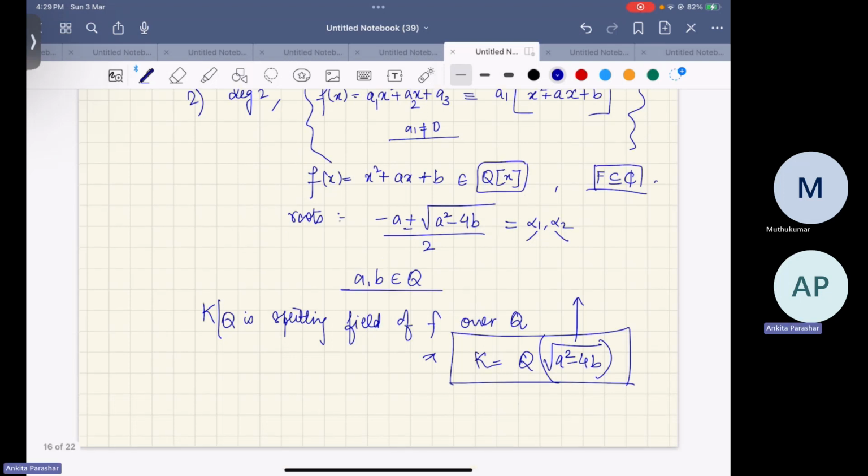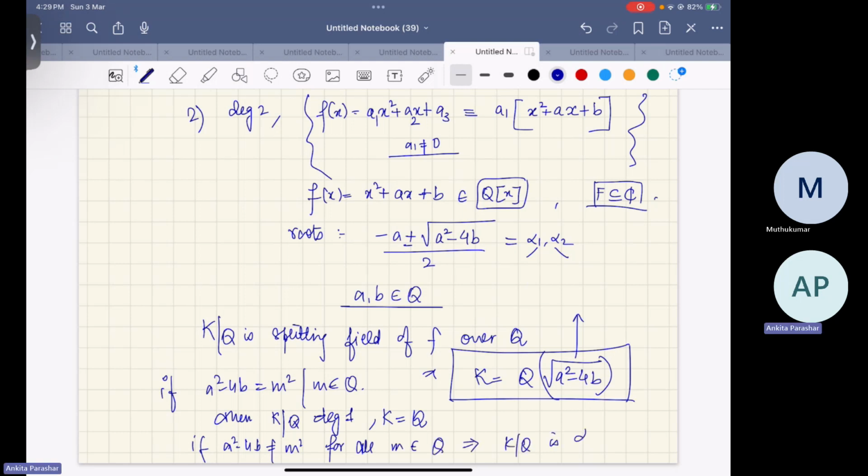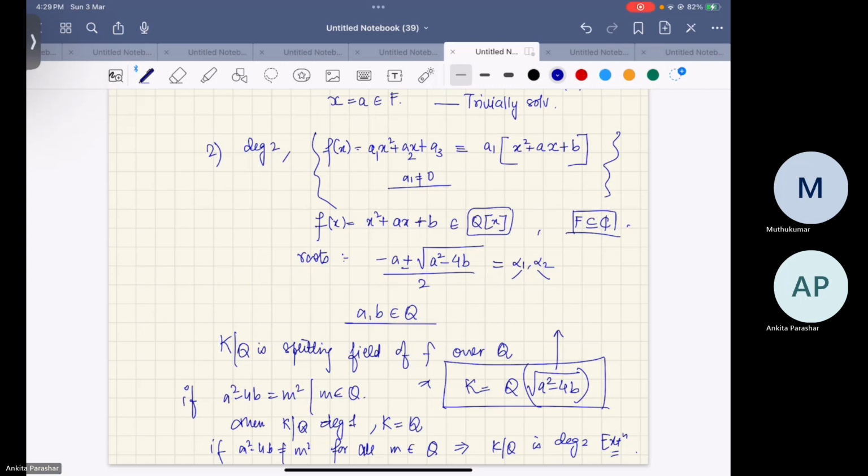Sorry, I think I'm confusing. If a squared minus 4b is equal to m squared, with m in Q, then K over Q is degree 1, K equals Q. If a squared minus 4b is not equal to m squared for all m, then K over Q is a degree 2 extension. Yeah, so in any case, we know it is solvable.